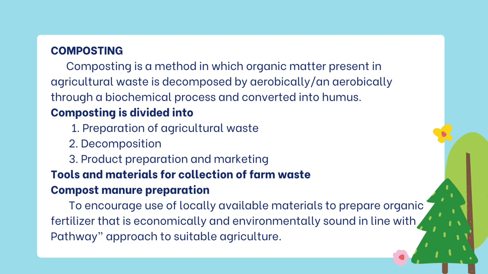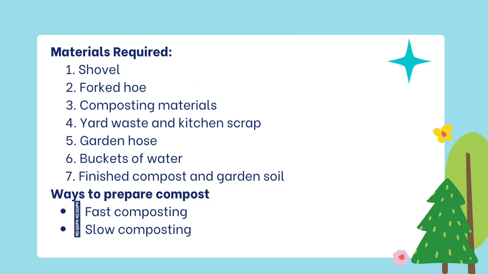Compost manure preparation encourages the use of locally available materials to prepare organic fertilizer that is economically and environmentally sound, in line with the pathway approach to sustainable agriculture. Materials required. Number 1, shovel, fork, hoe. Composting materials, yard waste and kitchen scraps, garden hose, buckets of water, and lastly, finished compost and garden soil.